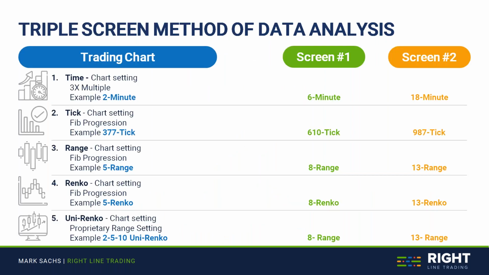So what do I mean by triple screen assessment? Well, we have our trading chart as the one screen, and then we have two higher time frames, and they're all multiples of 3. So if you're trading a 2-minute chart, your middle time frame is going to be a 6-minute, and your higher time frame is going to be an 18-minute. So 3 times 6 is 18. And we use Unirenko, so we use an 18 and 13 range.